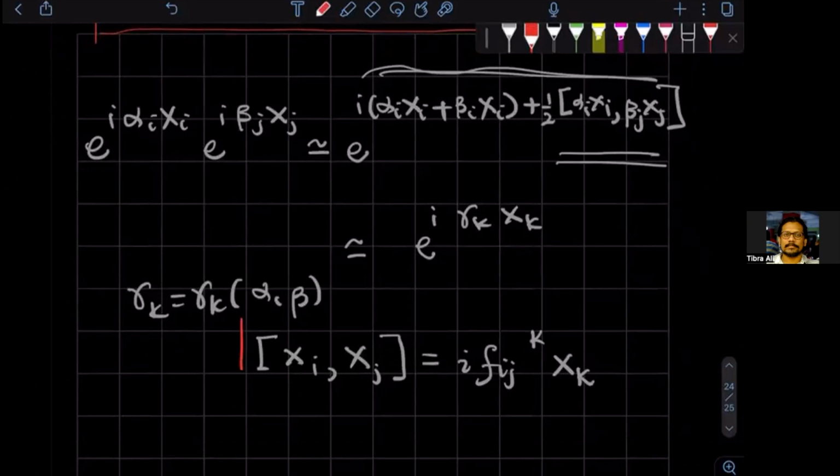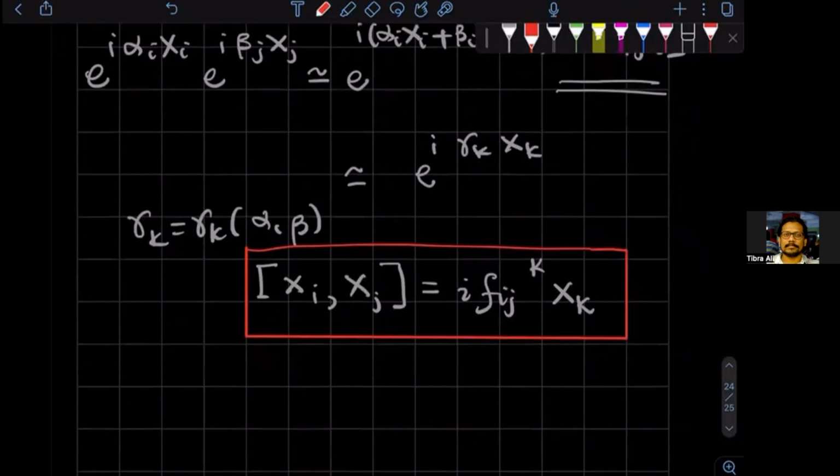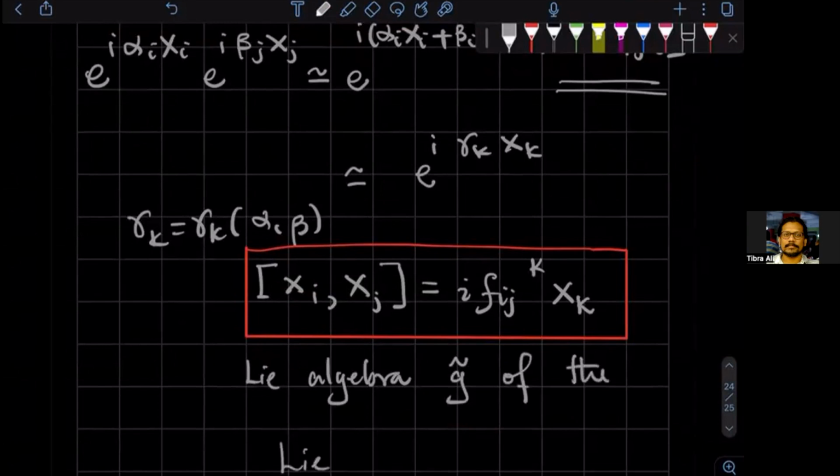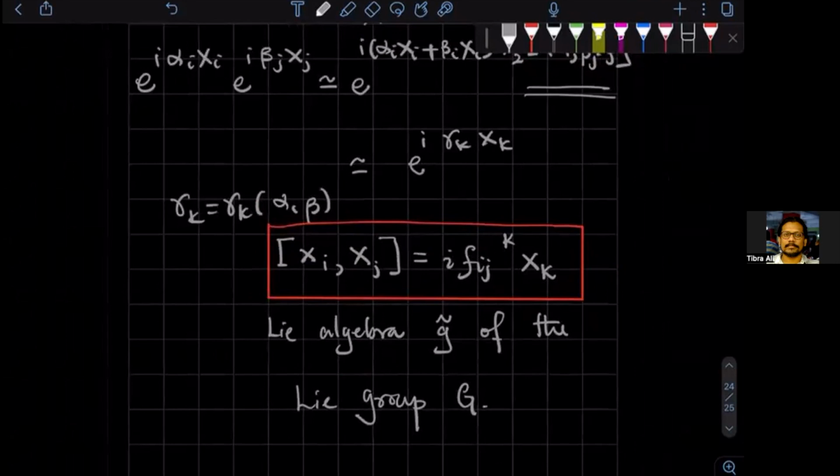And this relationship between the generators of a Lie group is called a Lie algebra. Okay, this is known as the Lie algebra, G tilde, of the Lie group, big G. Okay, so let's call this equation star.